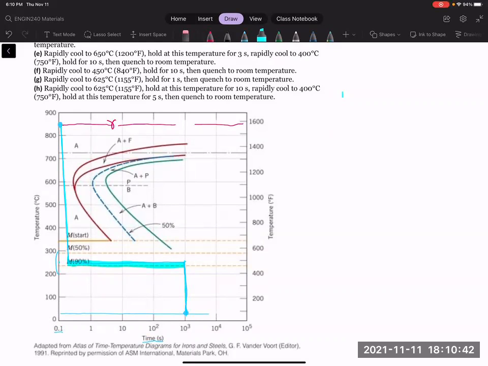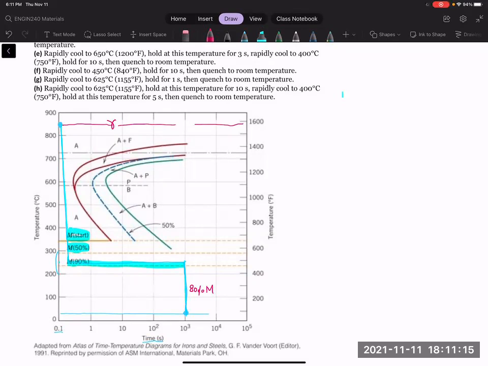Okay, but how much martensite? Not everything becomes martensite. You can see there is a line called the start of martensite, 50% martensite, 90% martensite. We're a little bit above that. So in this case, about 80% of the martensite will be formed in this structure. Okay, what about the rest of the thing?